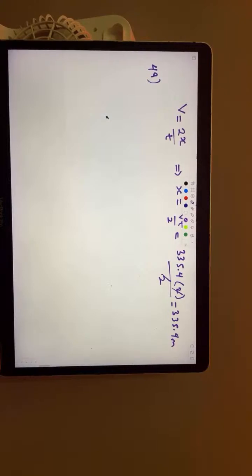Okay, question 49. A copper calorimeter of mass 60 grams. So mass of calorimeter is 60 grams, contains 100 grams of oil. Mass of oil is 100 grams. And then it is at 20 degrees Celsius. Initial temperature is 20 degrees Celsius.